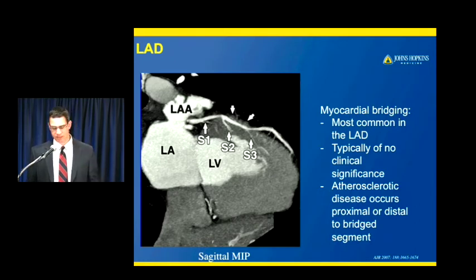The other thing we see here on this image is myocardial bridging. These two arrows here are pointing out an area of the LAD where it's actually surrounded by myocardium. So the myocardium is actually wrapping around the LAD in its mid portion here. So this is myocardial bridging.